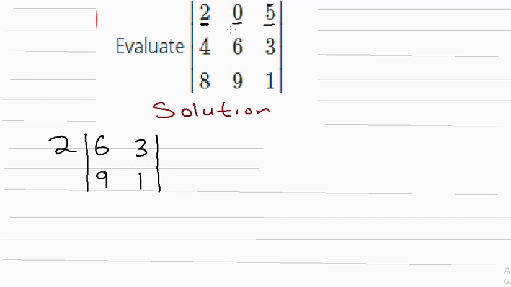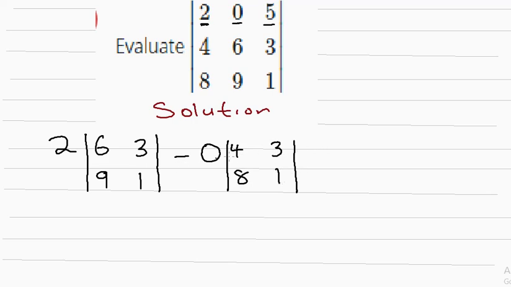Then of course minus. The middle term is always minus, after the plus for the first term. The second element is 0, multiplied by the minor of 0. You know exactly how we get the minor of 0. I will eliminate the column of 0 and also the row. So the matrix I have left is 4, 3, 8, 1. So let's do that. That's 4, 3, 8, 1.